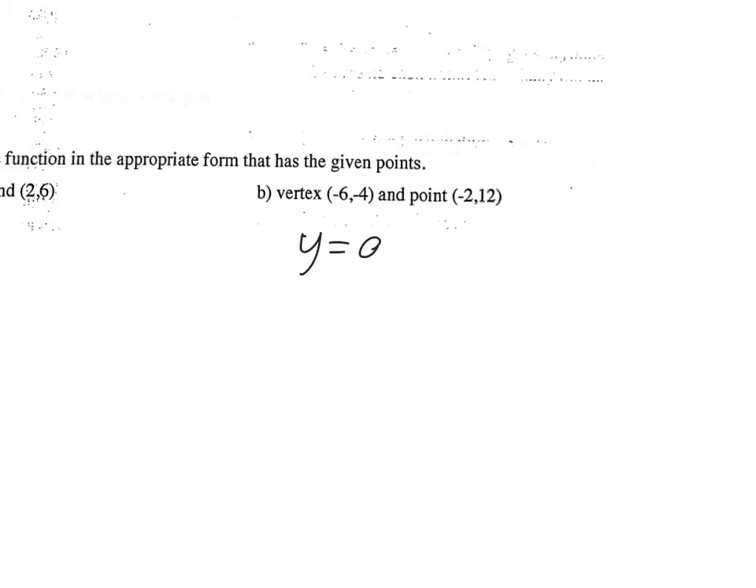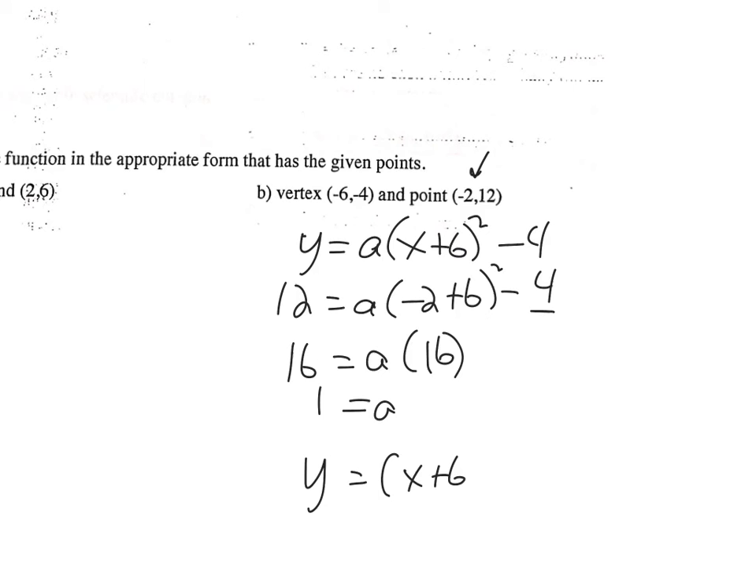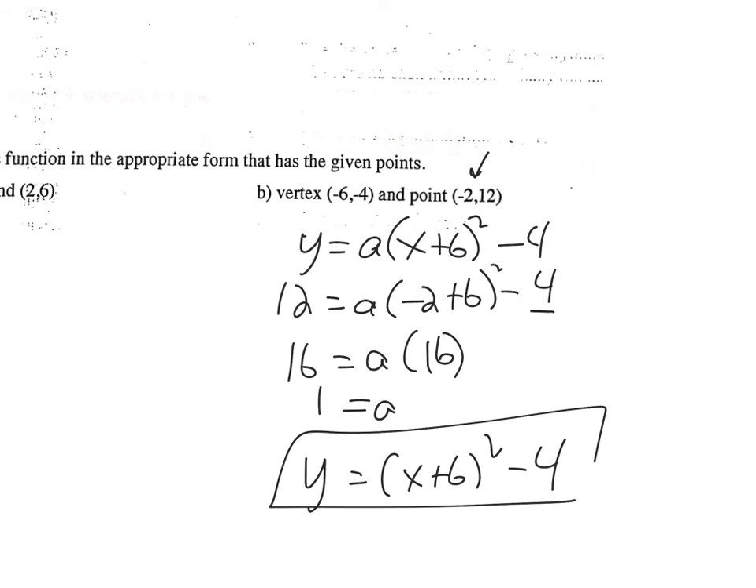So I'm going to go vertex form, y equals a times (x plus 6) squared minus 4. And it passes through that point. The reason it passes through that point is because it works in the equation. So I'm going to put the 12 in for the y, the negative 2 in for the x, and work it out. The first thing I'm doing is taking this negative 4 to the other side, make it positive 4, which is 16. I forgot the square. In here I have 4 squared, which is also 16. So a is 1. So my equation is going to look like y equals 1, which I'm not going to write, (x plus 6) squared minus 4. All there is on that one.